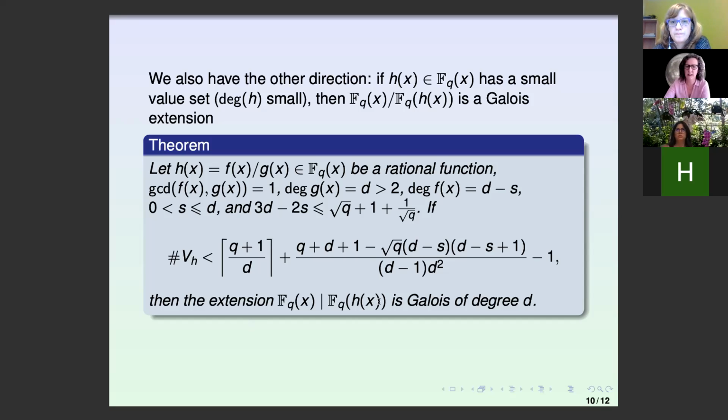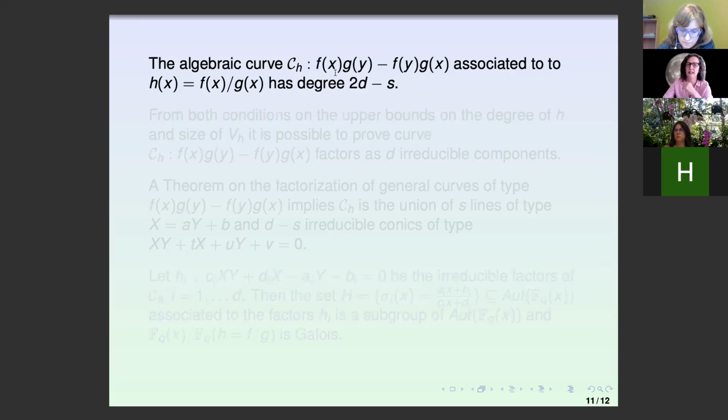So I'll give you just an idea of how you do that. The idea is that you look at the algebraic curve. Remember that for a small value set, intuitively, this curve should factor a lot over FQ. So if you take the curve F(x)G(y) minus F(y)G(x), associated to this rational function, it has degree 2D minus S, because G had degree D and F had degree D minus S. So this is a curve of degree 2D minus S.